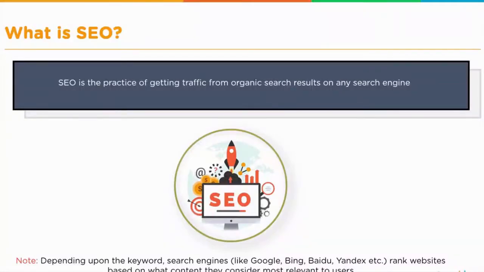We're going to talk about SEO and how do you define it. So SEO again stands for search engine optimization. It's basically the practice of getting traffic from the organic search results on not just Google, but really any search engine. So depending on the keyword that somebody types in, regardless of what search engine they use, that search engine is going to rank websites based on the relevancy of the keyword.